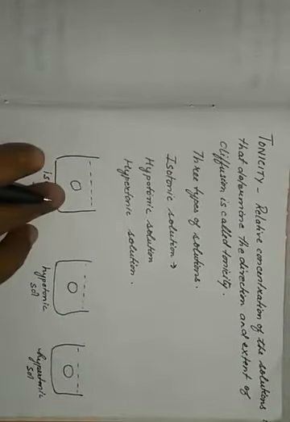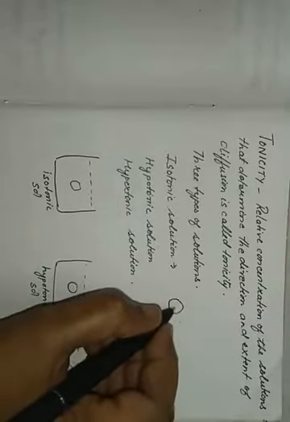In an isotonic solution, what happens? The relative concentration of the water molecules and the solute on either side of the cell, that is the cell membrane, is the same. Let us say this is a cell. The relative concentration of water molecules and solute is the same on both sides. That means inside it is the same and outside it is the same.